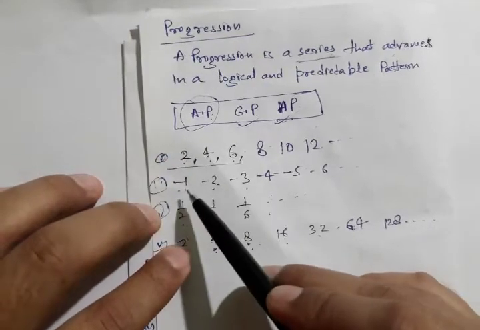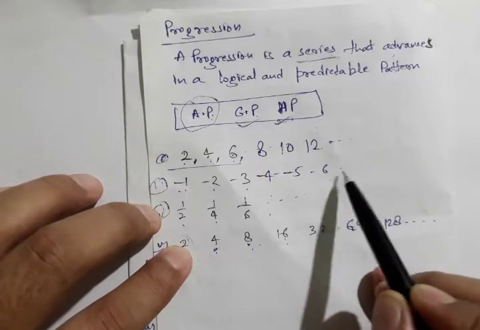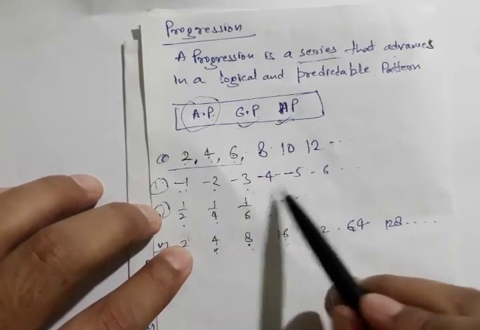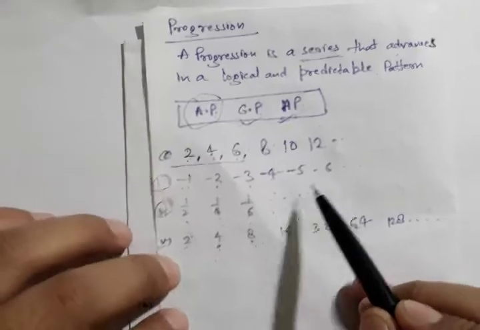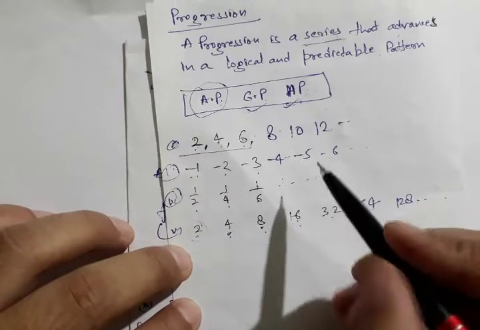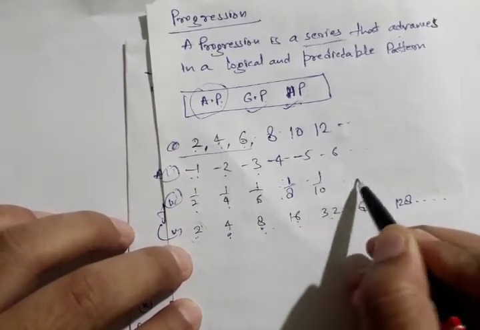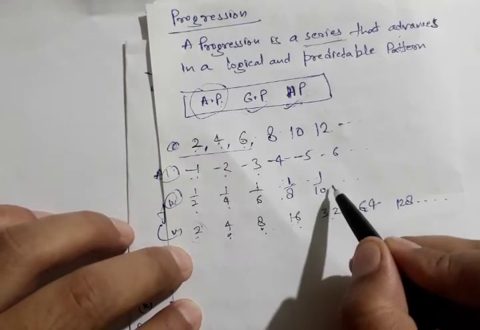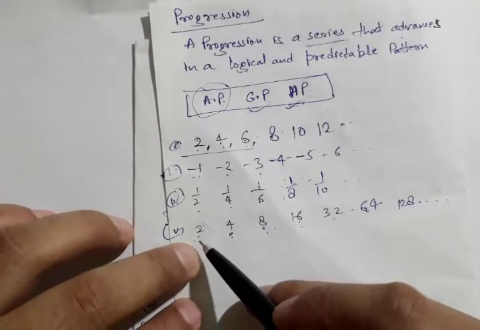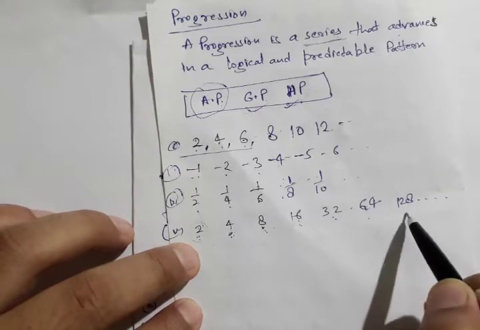The second one you see: -1, -2, -3, -4, -5, -6. Next will be -7, then -8, -9, like this. Again, this is following a fixed pattern, so this is a progression. The next series is 1 by 2, 1 by 4, 1 by 6. Next will be 1 by 8, 1 by 10, like this. So again, this is following a fixed pattern, and this is a progression.